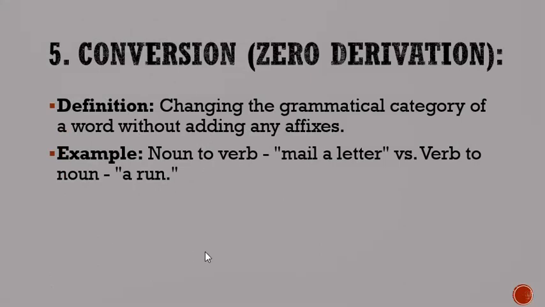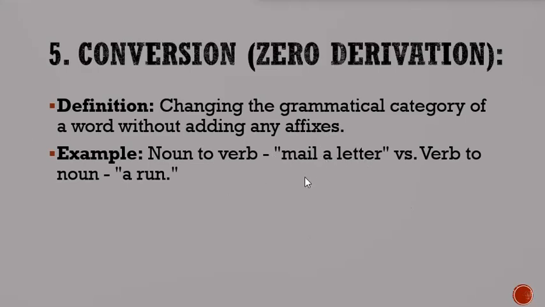And now conversion or zero derivation. It means changing the grammatical category. So in conversion, it means changing the grammatical category of a word without adding any affixes. That is, it will be a word of a certain grammatical category, but without adding any prefix or suffix, you change the grammatical category of the word. Okay, so see the example, mail a letter.